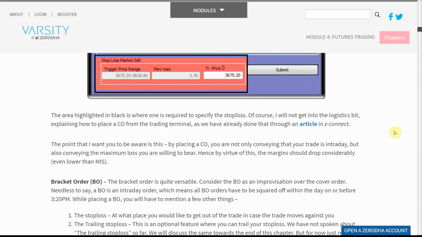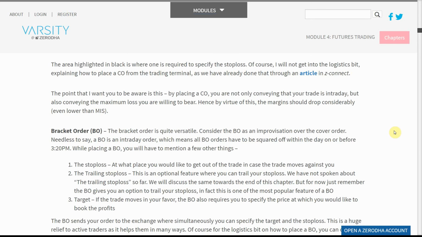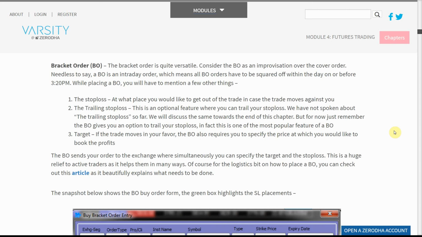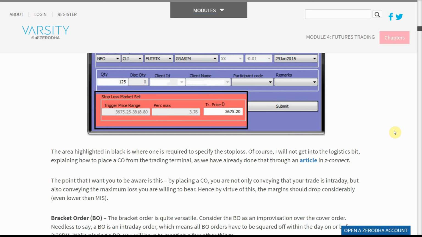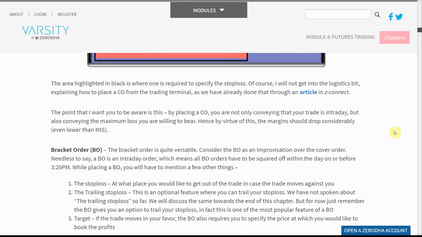The trailing stop loss. This is an optional feature where you can trail your stop loss. We have not spoken about the trailing stop loss so far. We will discuss the same towards the end of this chapter. But for now, just remember the BO gives you an option to trail your stop loss. In fact, this is one of the most popular features of a BO. Target: if the trade moves in your favor, the BO also requires you to specify the price at which you would like to book the profits. The BO sends your order to the exchange where simultaneously you can specify the target and the stop loss. This is a huge relief to active traders as it helps them in many ways.